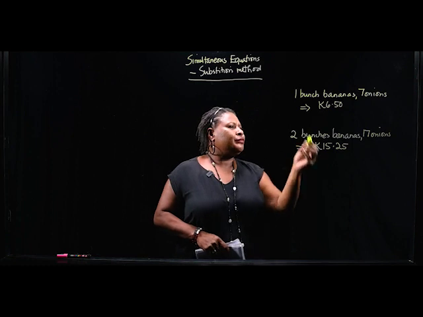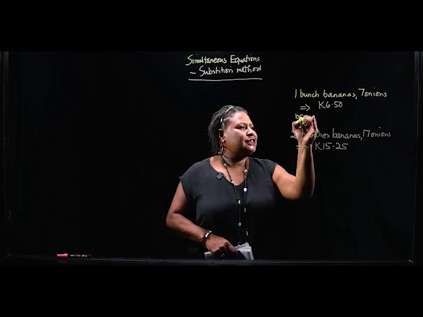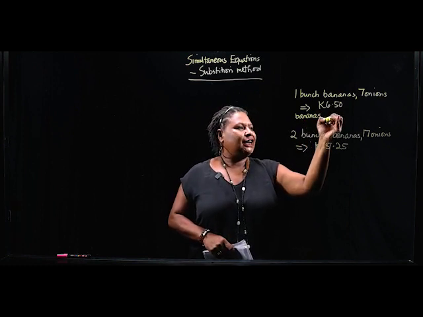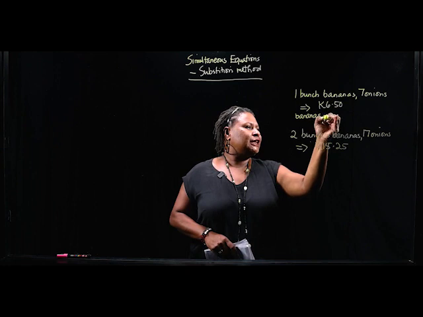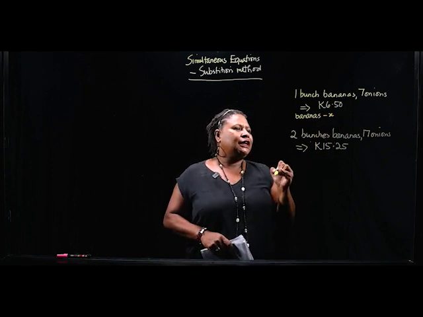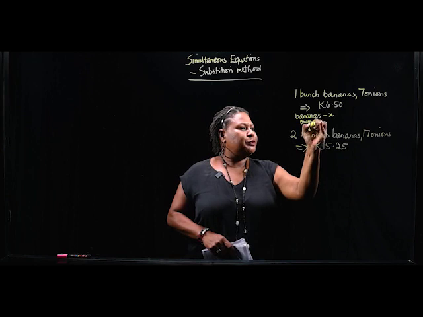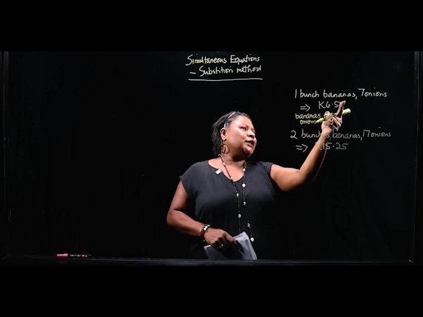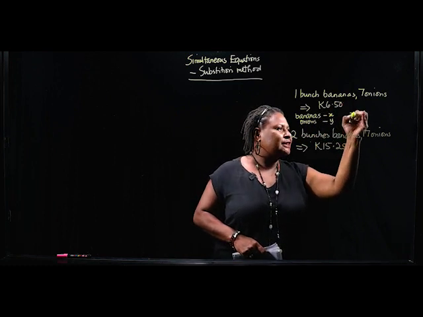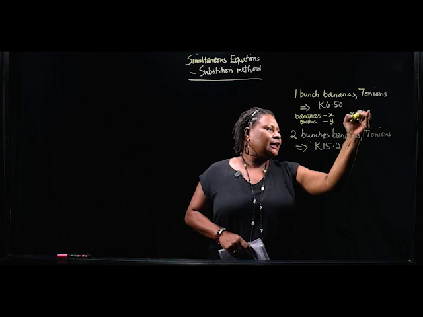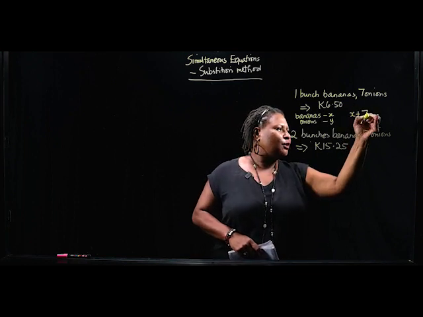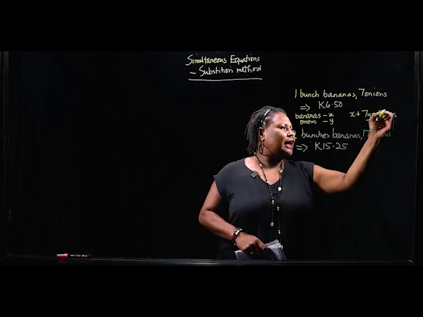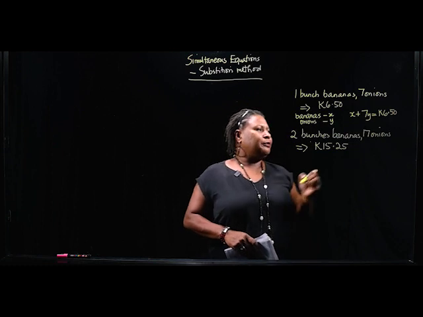So let's say bananas will be represented by the variable x, and onions will be represented by the variable y. So 1 bunch of bananas, that's just x, plus I have 7 onions, so we have 7y, and equal to, I spent 6 kina 50 toya.